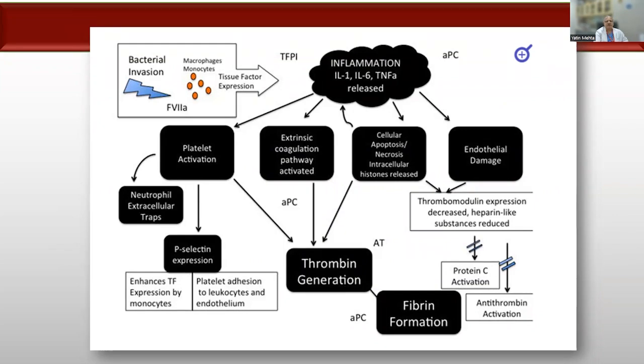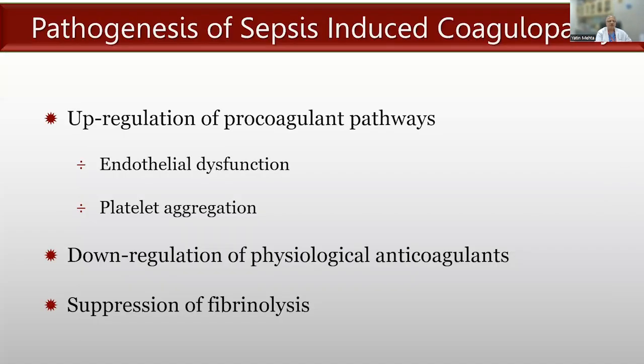Factor 7 can also be released, and pro-inflammatory cytokines are released. Platelets can get activated, and there is microvascular thrombosis. Extrinsic tissue coagulation pathways get activated because of tissue factor release. Also, cellular apoptosis happens, endothelial permeability changes, endothelial damage happens, and fibrinolysis is reduced. On one hand, there is thrombin generation leading to fibrin formation and microvascular thrombosis.